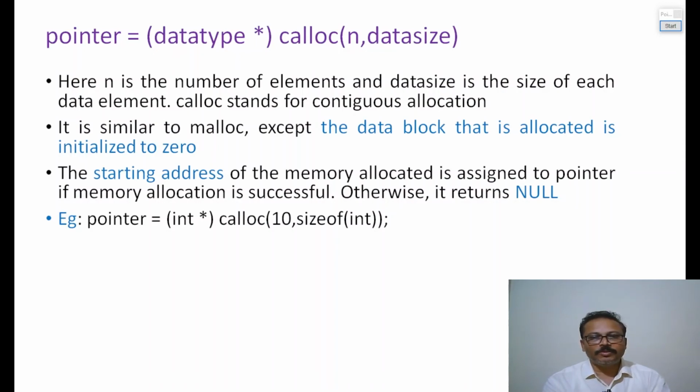The starting address of the memory allocated is assigned to a pointer if memory allocation is successful, otherwise it returns null. So if memory allocation, both in the case of malloc and calloc, is successful, it returns the starting address. Otherwise it returns null. The format or example is like this. Generally we don't use calloc, but anyhow, if necessary, can do it.